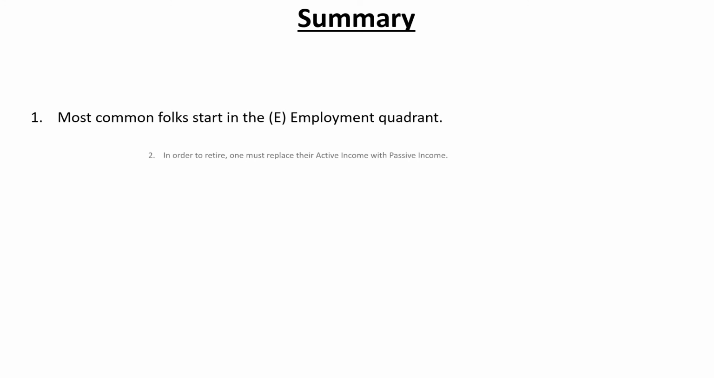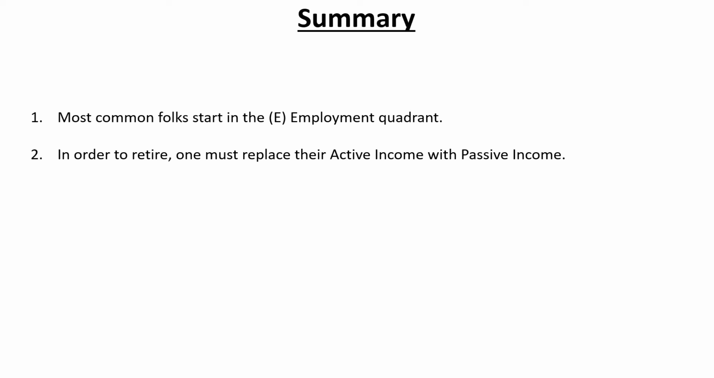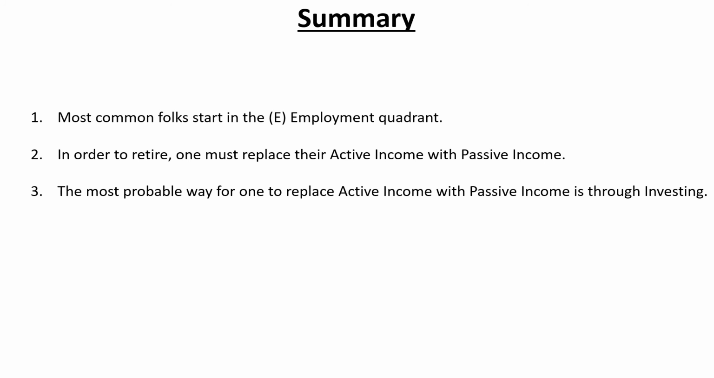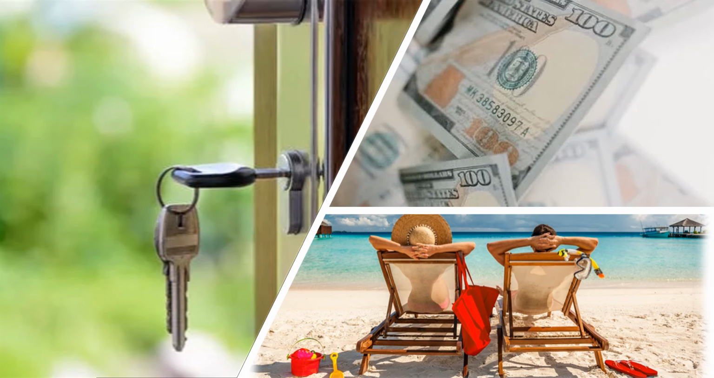To summarize this short presentation, I want to make the following 4 points. 1. Most folks start in the E or the employment quadrant. That is perfectly fine, but you should also strive to get involved in the investing quadrant as soon as possible. 2. In order to retire, one must replace active income with passive income. 3. The most probable way for one to replace active income with passive income is through investing. 4. Real estate investing is a plausible and relatively safe way to build passive income.